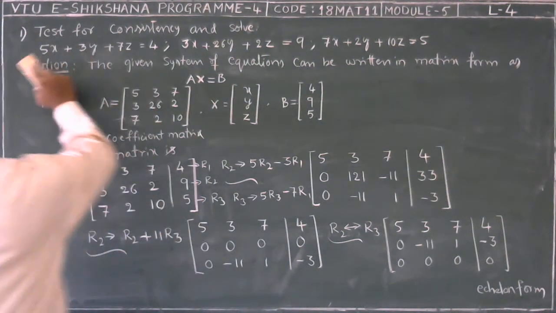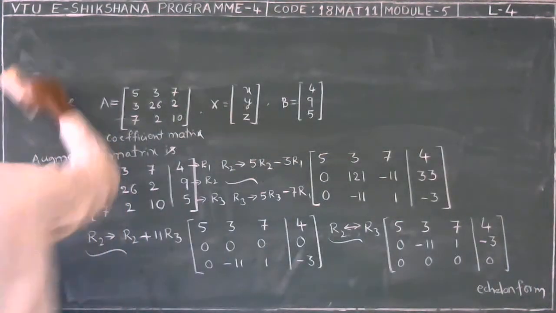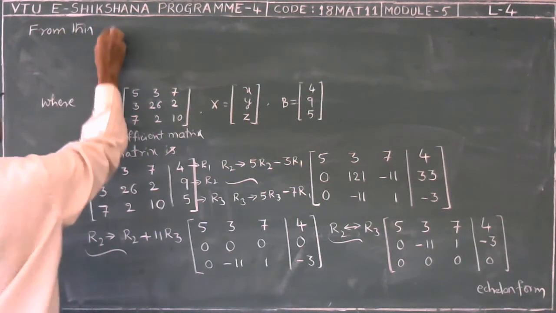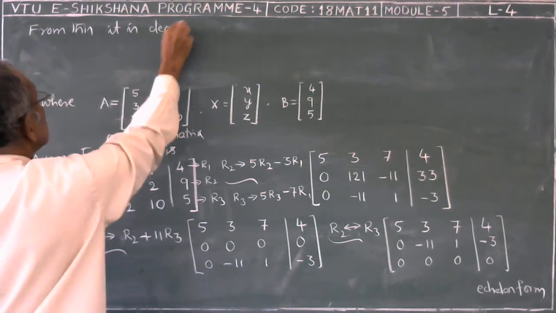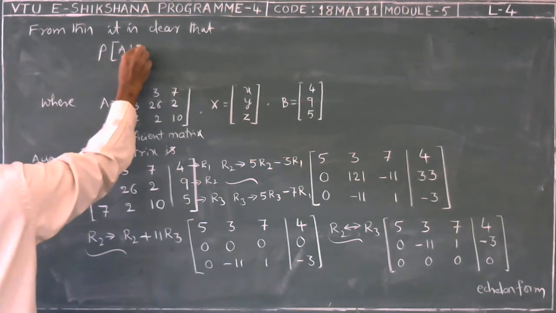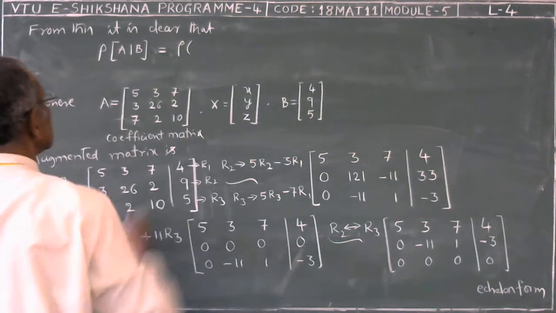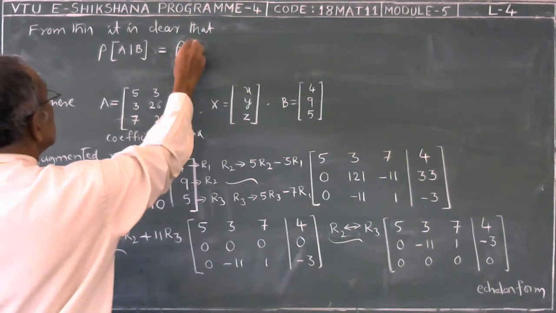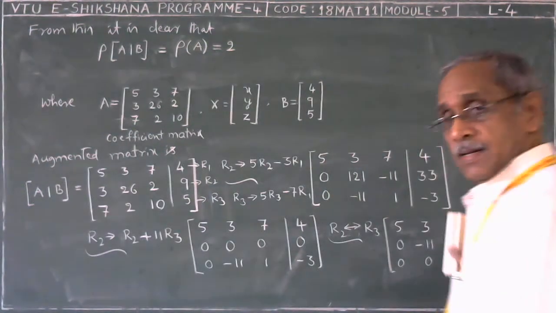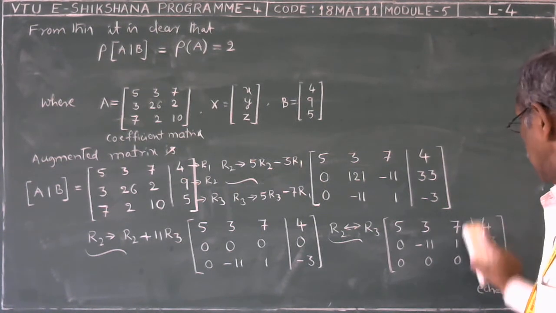The rank of A. So from this, it is clear that the rank of the augmented matrix is equal to the rank of the coefficient matrix. Both are equal to 2. Right? As I told you, you cover this, find the rank of this matrix, and that will be the rank of the coefficient matrix. It is 2, 1, 2 non-zero rows.